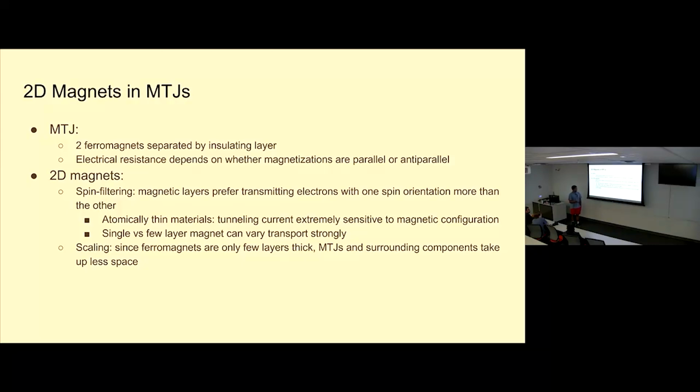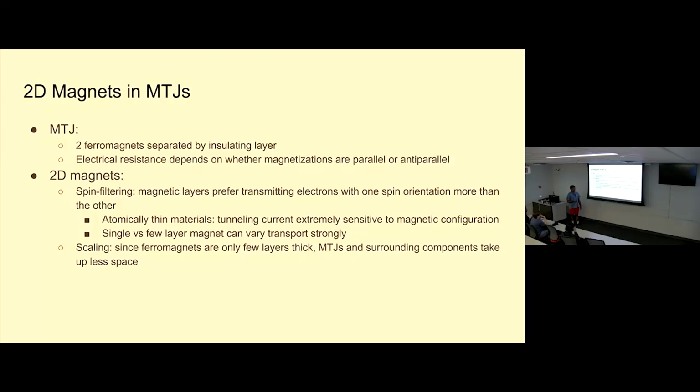So a property of 2D magnets that's very useful is spin filtering. Actually, this is just for any magnet. Spin filtering is magnetic layers preferring to transmit electrons with one spin orientation more than the other. But for 2D materials, tunneling current is extremely sensitive to magnetic configuration, as tunneling current is what goes through an MTJ. So using a single versus few layer magnet for the ferromagnetic layer can vary transport strongly through an MTJ.